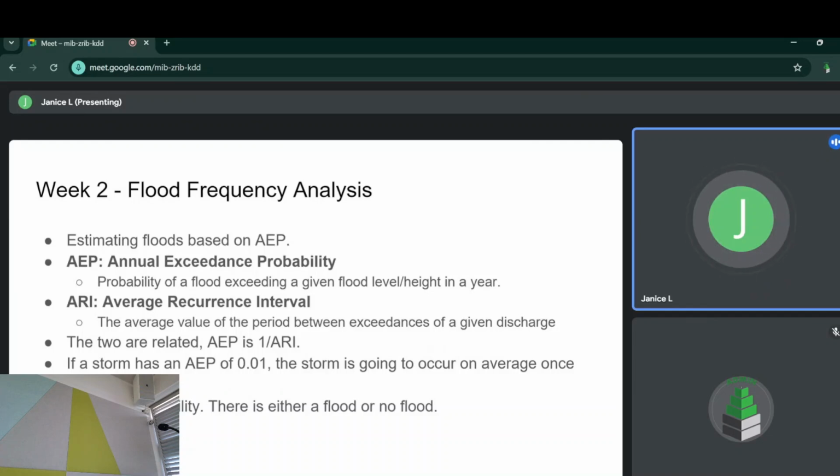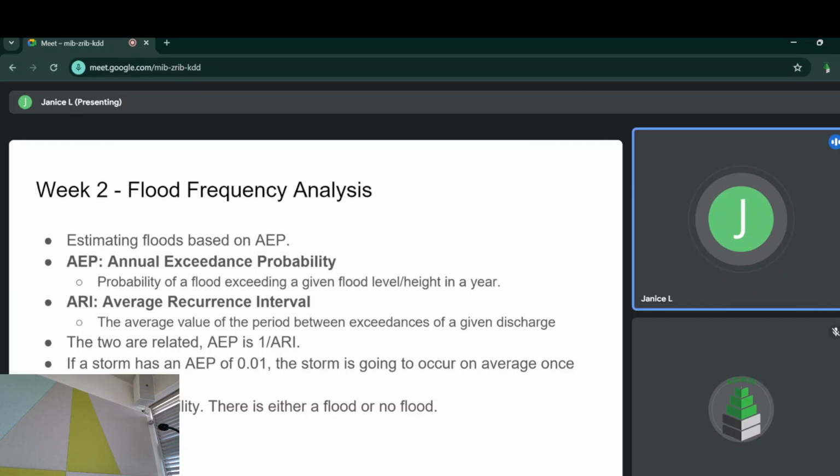But moving on to week two with flood frequency analysis, this is all about estimating floods, right? You're estimating how severe a flood will be. And this is, of course, very important information to have, especially when you're trying to build infrastructure or plan for towns in areas that may flood frequently. You want to know how frequently it is, how severe it will be, and how we can think of ways to build for those circumstances.